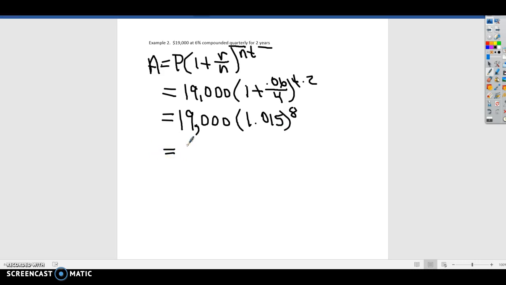So I'm going to take this number, raise it to the 8th power, and then times that by 19,000. So this time your amount is $21,403.36. Now, does that look reasonable? Sure it does. 19,000, it went up. You did make money. I didn't make as much money as the last one, but we started with less, and we're only going to leave our money in there for 2 years. So you won't make as much, but you still made money. So that's it. Hope this is helpful.